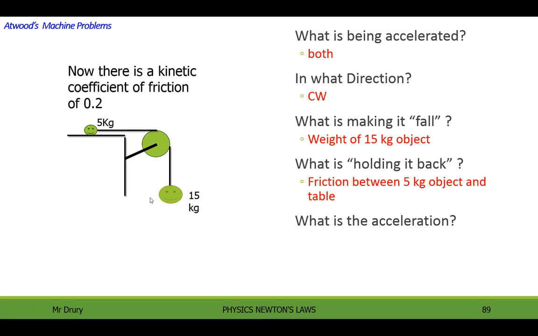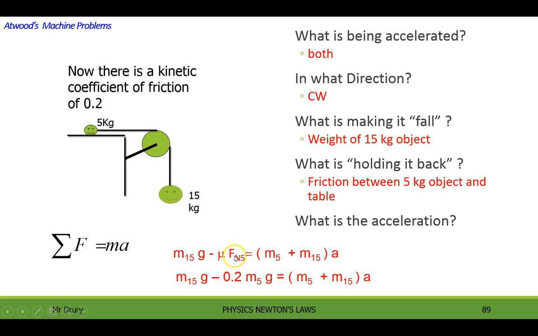So what is the acceleration? So we're going to apply Newton's second law. We have to sum up all the forces. The positive force would be the weight of this guy, right? What's holding it back? The force of friction, pulling it back the opposite way that it wants to go. And what's being accelerated? Both masses. And since we know that this is on a horizontal surface, the force normal is equal to weight. And therefore we can put the numbers in and solve for a. And that's pretty much what Atwood machines are.